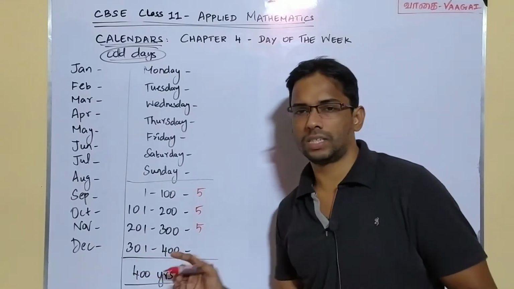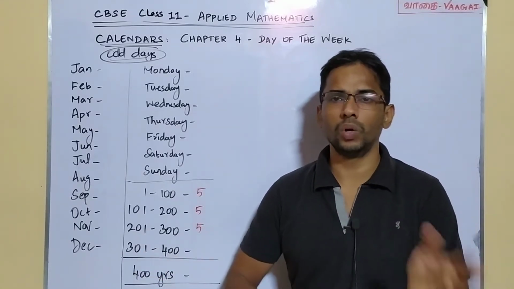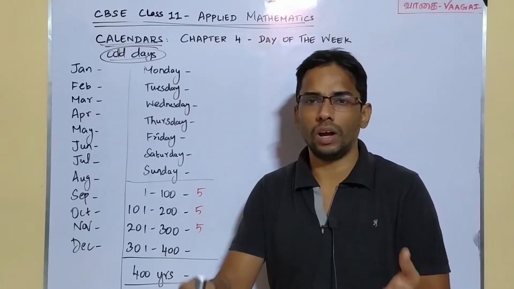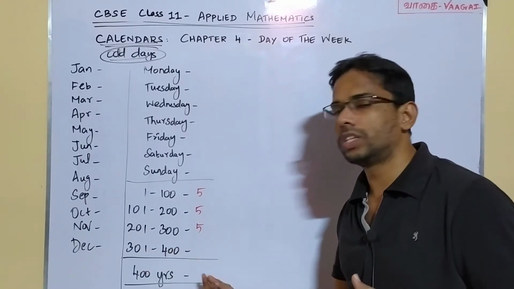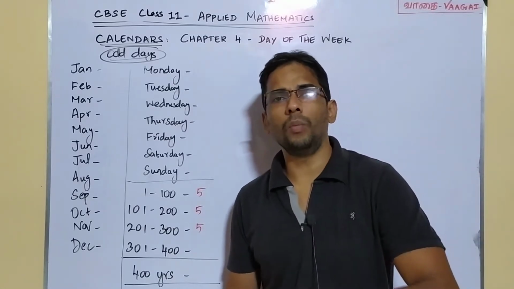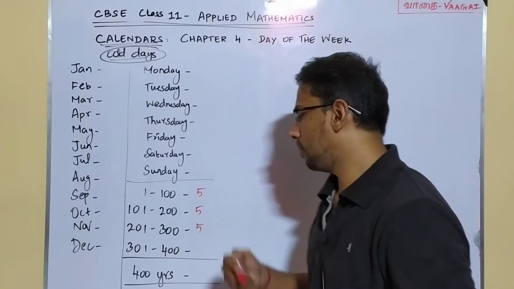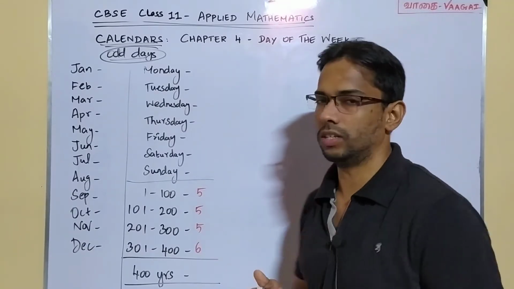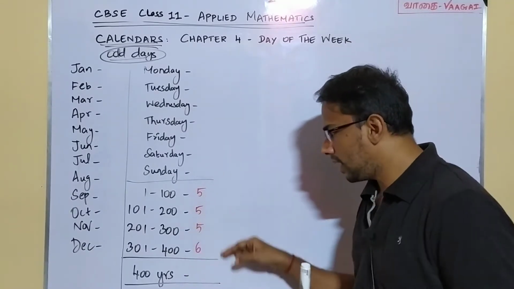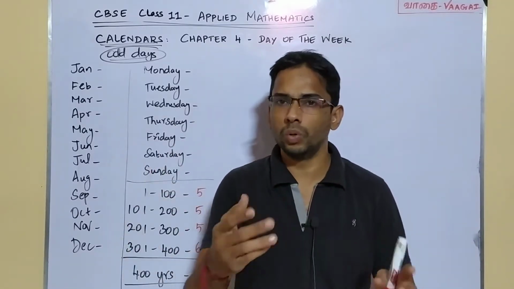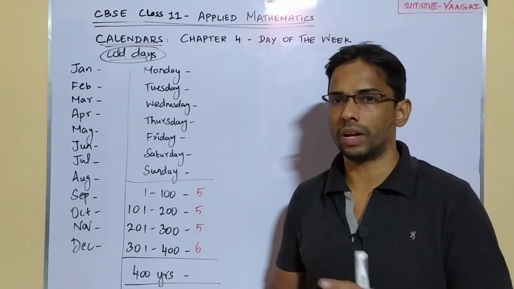Whereas for the last 100, 301 to 400, this 4th century, how many odd days will we have? Here there will be 6 odd days. That's what we have seen there itself. If you need the detailed explanation that we have already seen in the previous sessions, you can just view those video lessons. It would give you a better understanding.